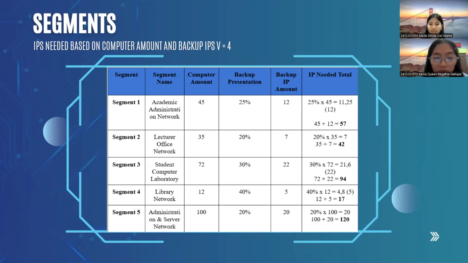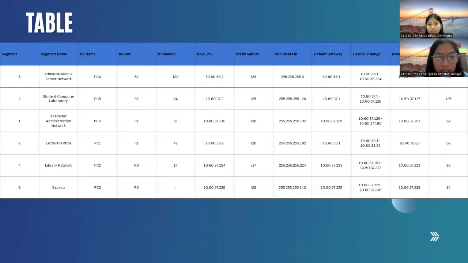And then segment 5, we have Administration Server and Network, which has 100 computers and a backup percentage of 20%, and a backup IP amount of 20 and an IP needed total of 120. This means segment 5 is the largest segment we have. Therefore, we can order it from 5, 3, 1, 2, 4, 6 in descending order, meaning from the largest to the smallest.